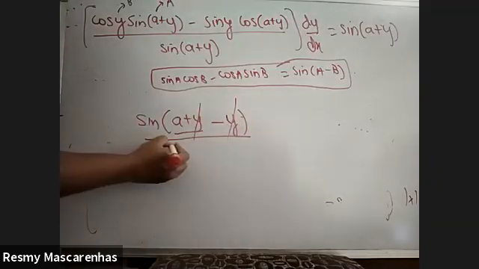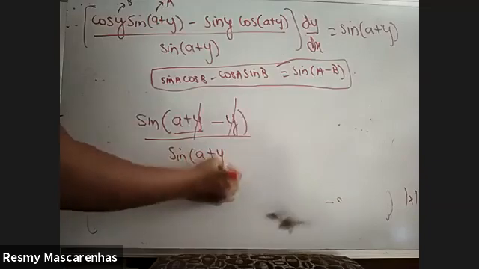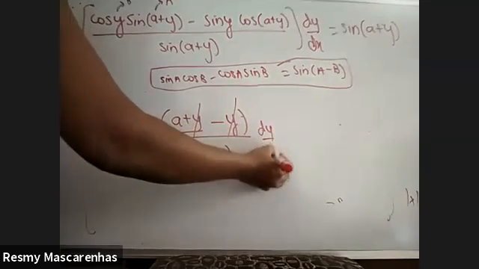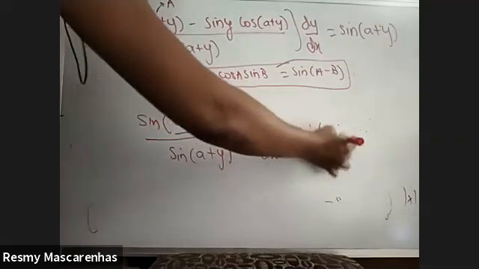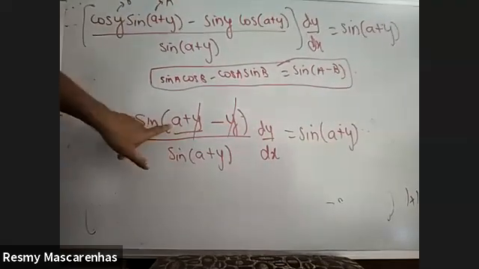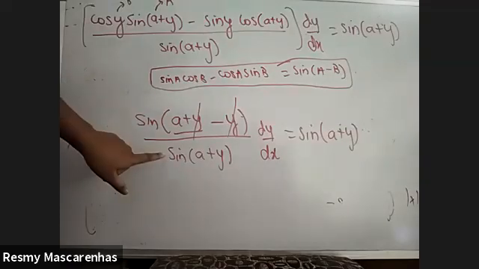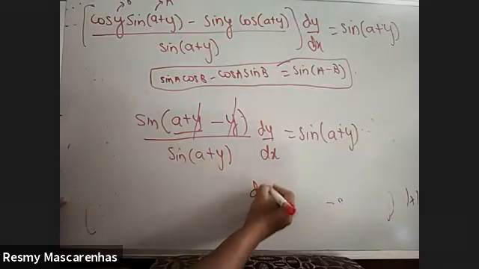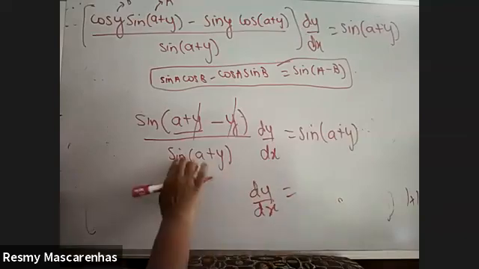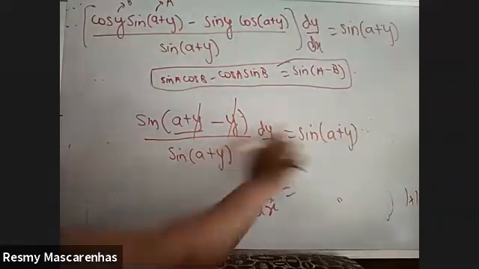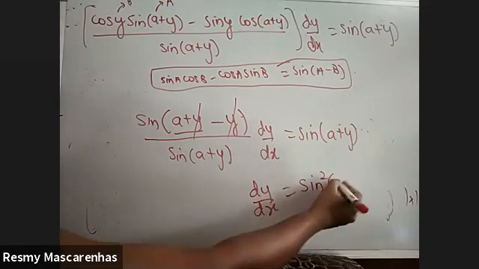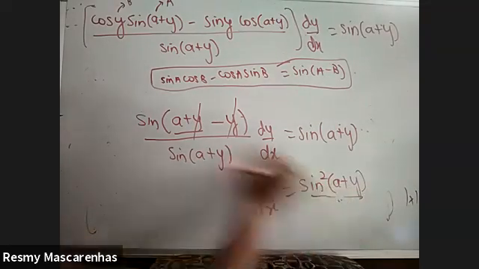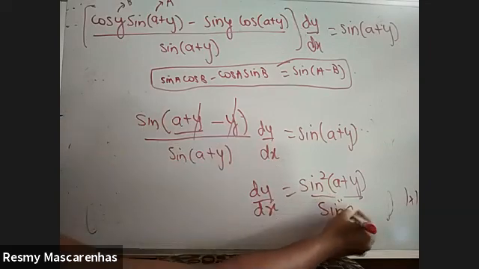Y and y will cancel, and now only sine a will remain. So what you do is, dy by dx you keep there, remaining terms you take on the other side. So you will get what was asked in the question. So this will be dy by dx. Now sine will go and multiply here. Sine a plus y into sine a plus y will be nothing but sine square a plus y. And this sine a will come to the denominator. So you got the answer.